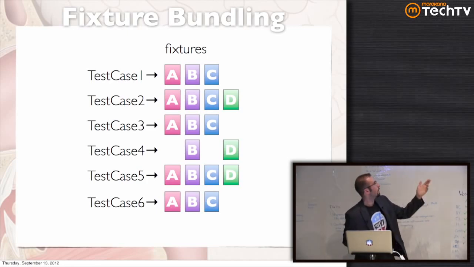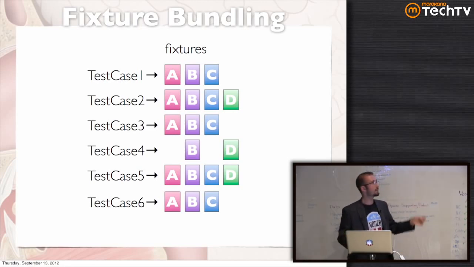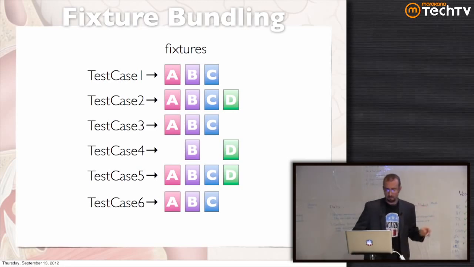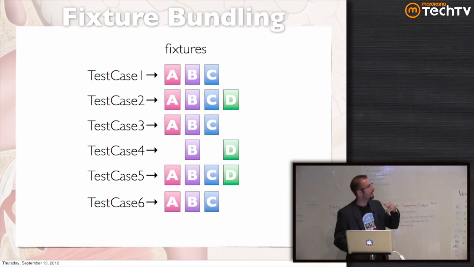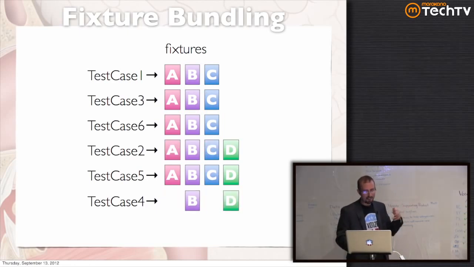So, test case 1, right? Loads fixtures A, B, and C, tears them down. Test case 2, loads A, B, C, and D, tears them down. Test case 3, loads A, B, and C, again, redundantly, and tears them down. Let's save that work. So by using prepared test, we can write a plugin to dynamically reorder these tests so that we don't repeat any work.